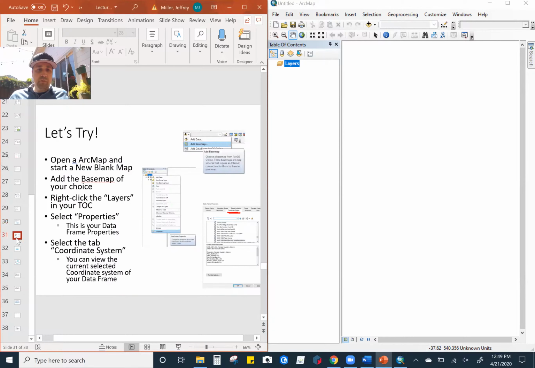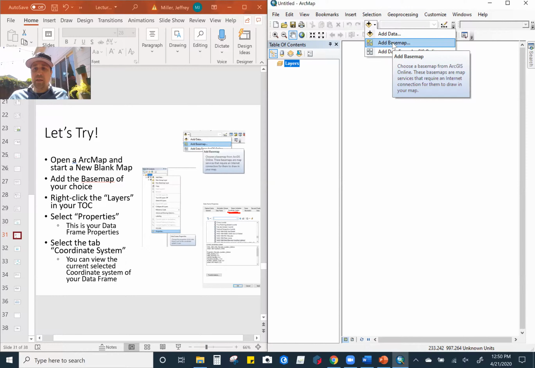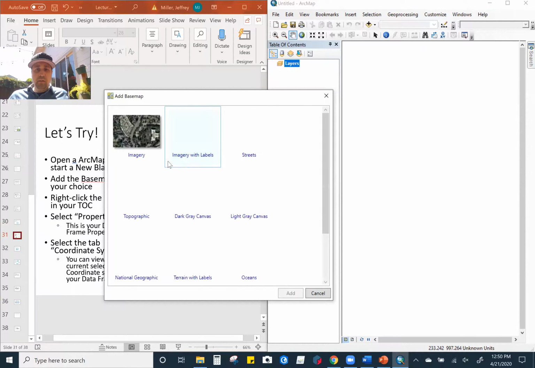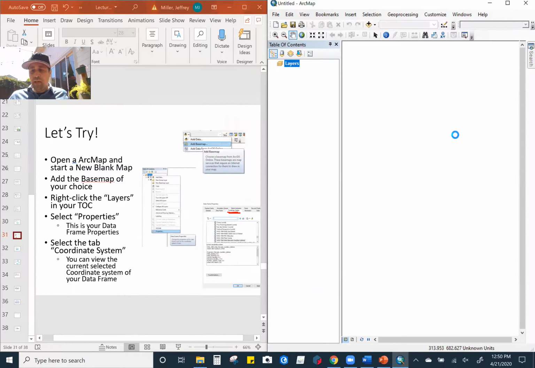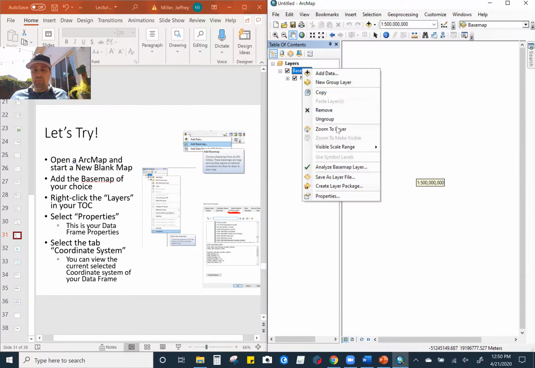What I want to do, let's go ahead and try this. I'm going to add a base map first, and we know how to add a base map now after doing lab 4. So I'm going to go to where the add data button is, hit this little arrow and say add base map. And for the heck of it, let's try the National Geographic down here. Doesn't matter, you guys can do whatever one you want. Okay, so I'll go ahead and add that. Zoom. There we go.